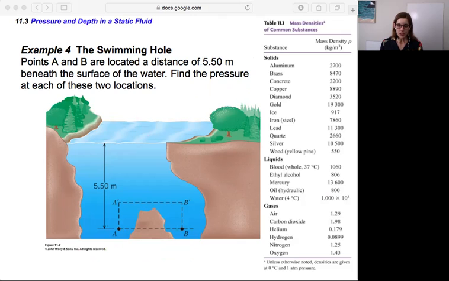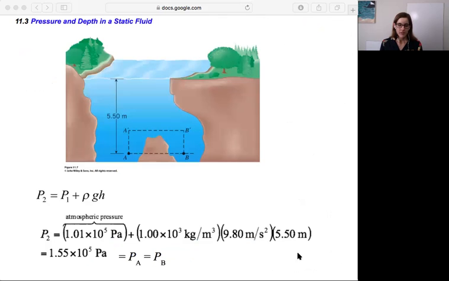All right, so now we can plug and chug. So we plug in our atmospheric pressure, 1.01 times 10 to the 5th pascals, plus the density of water times g times h, our depth. And note this is often a way the equation is turned around, where instead of being rho times h times g, it's written as rho g h. So density times gravity times depth. And so if you calculate that out, you should get 1.55 times 10 to the 5th pascals. And that is equal to pressure A, and that's also equal to pressure B.